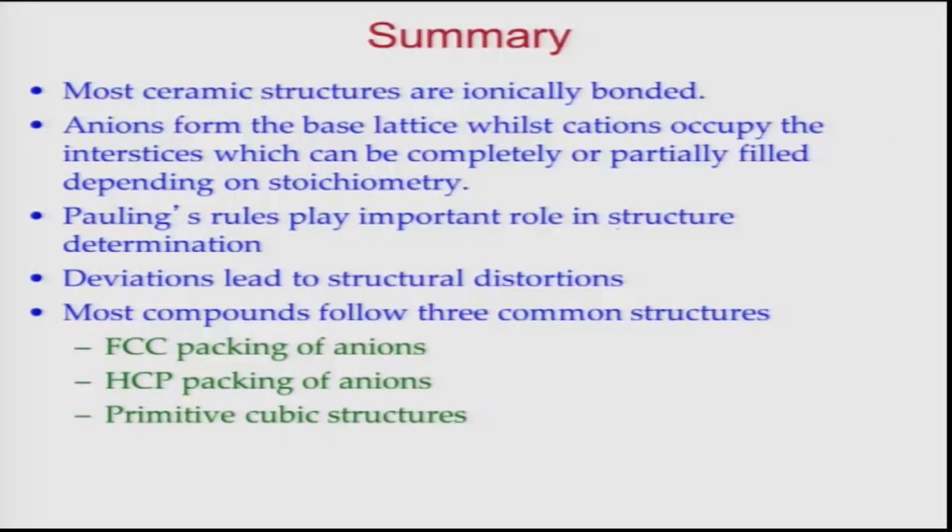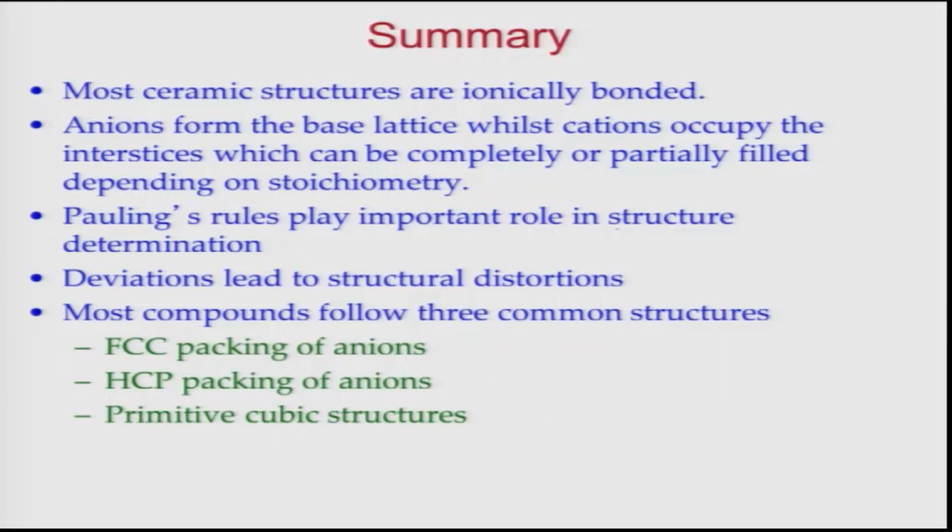So, finally, let me summarize in this slide that most ceramic structures are ionically bonded. They follow certain rules which are called Pauling's rules. In these materials, anions form the base lattice, whereas the cations occupy the interstices, which can be completely or partially filled depending upon the stoichiometry and radius ratio. Pauling's rules play an important role, but they are not the final deciding factor.